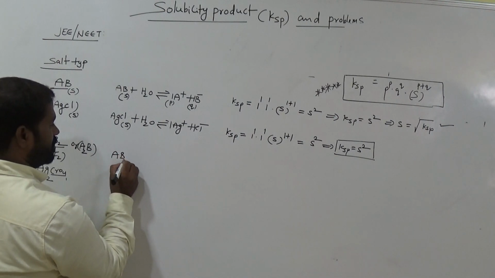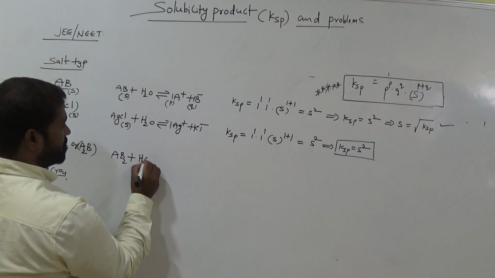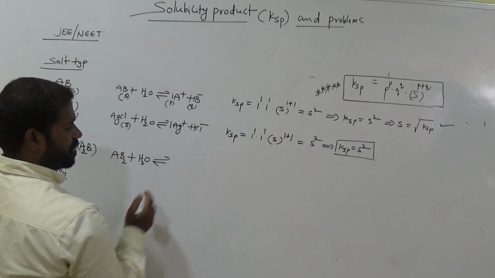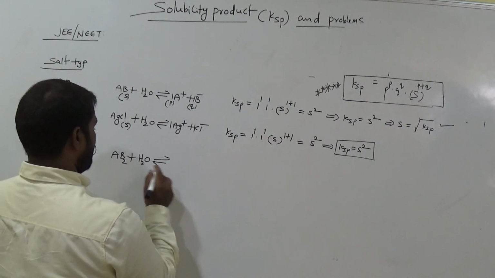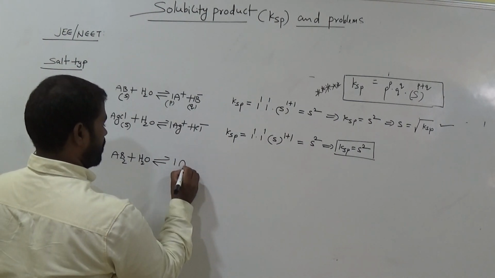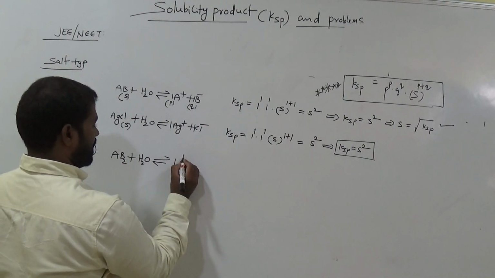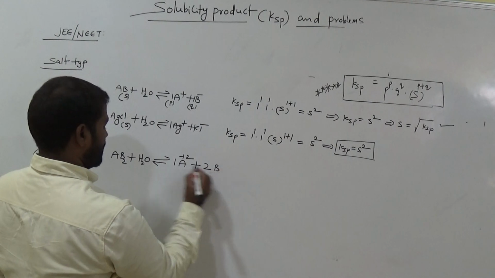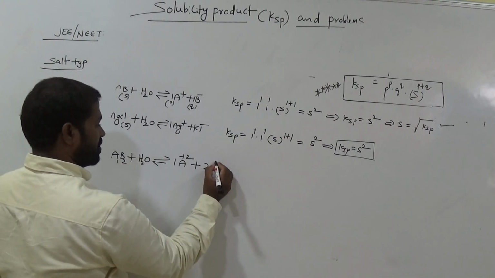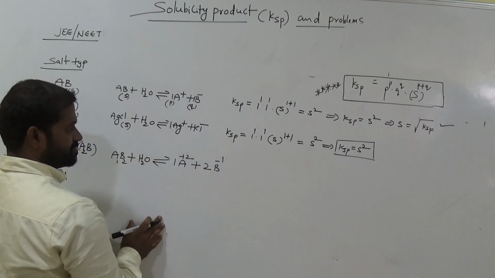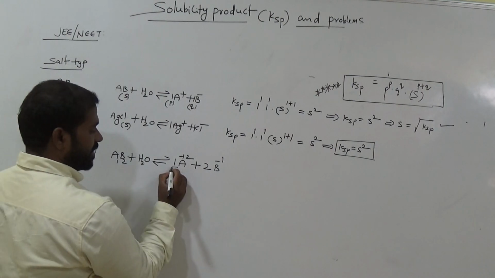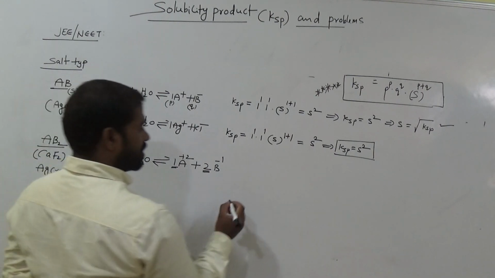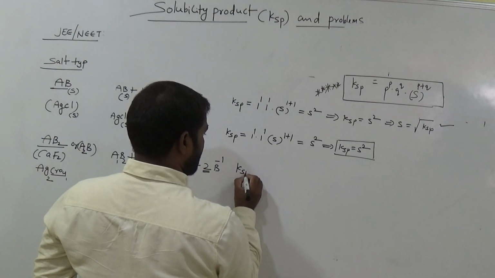Suppose AB2 plus H2O. AB2. How many A's here do we have? 1. A, what is the oxidation state? Plus 2. Plus how many B here? We have 2. What is the coefficient here? 1. It is the oxidation state of B. Am I right? What are the stoichiometric coefficients? These two.